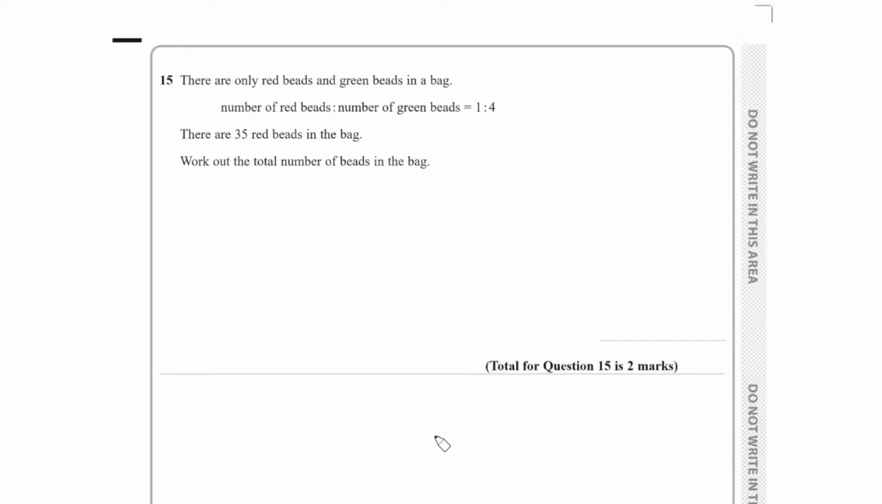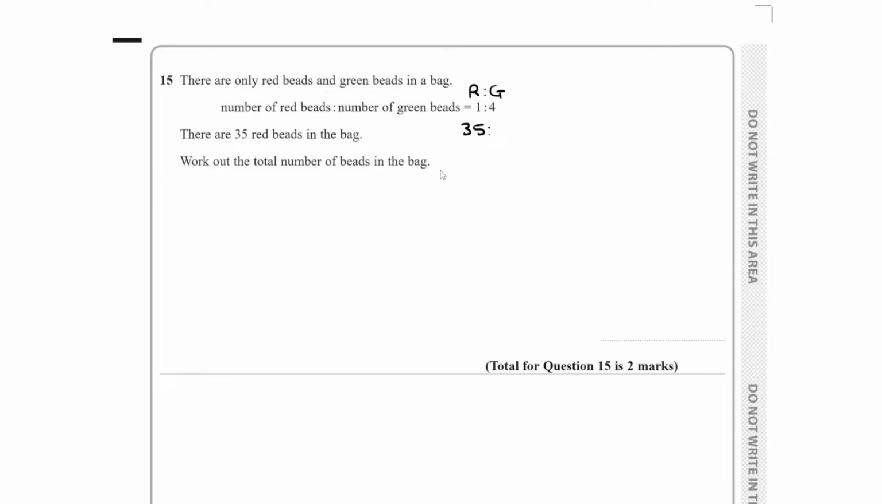So question 15, there are only red beads and green beads in a bag. The number of red beads to the number of green beads is 1 to 4. So I like to just label them like this, red to green, 1 to 4. There are 35 red beads in a bag. So I would put 35 on the side of the red.